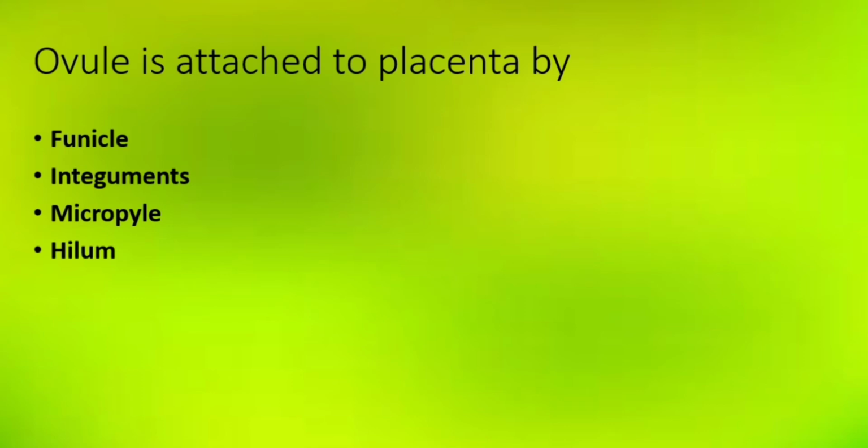Ovule is attached to placenta by. Along with the structure of ovule, we learn the stalk of the ovule is the funicle, and the part with which it is attached to the placenta is the funicle. Integuments are actually the protective covering of the embryo sac. Micropyle is the small opening where it is not enveloped by the integuments. Hilum is the notch between the funicle and the ovule. Ovule is attached to the funicle by hilum. So here the answer is funicle.